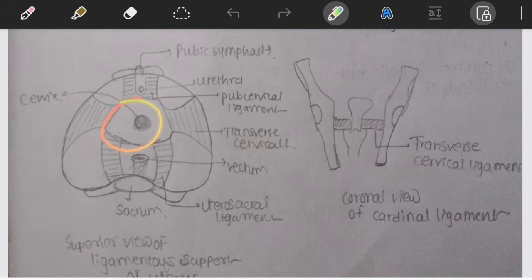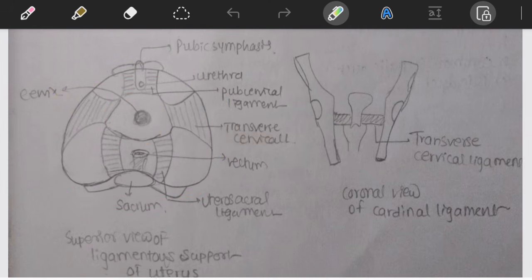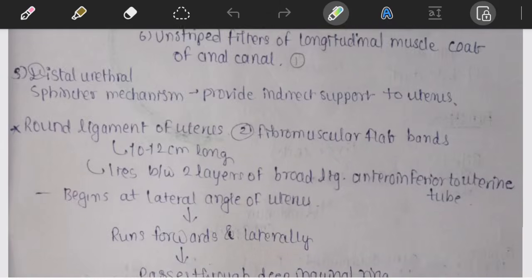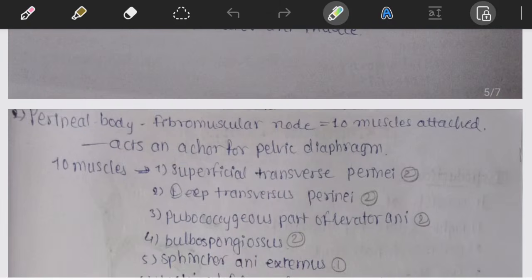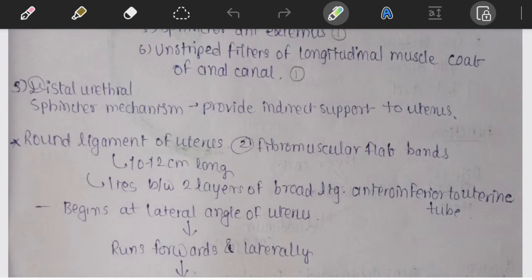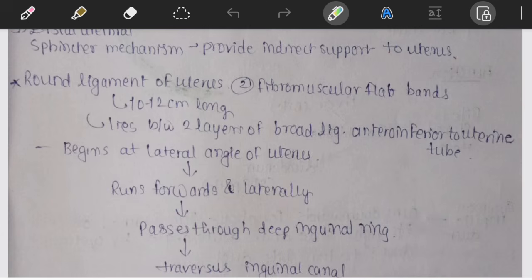This is uterus, and this is the superior view to see the ligamentous support. Let's discuss the round ligament. This is another structure students commonly confuse with the main supports. The round ligament is a fibromuscular flat band approximately 10 to 12 centimeter long. It begins near the lateral angle of the uterus close to the uterine cornua, and then it runs forward and laterally, enters the deep inguinal ring and passes through the inguinal canal, reaches the labium majora.